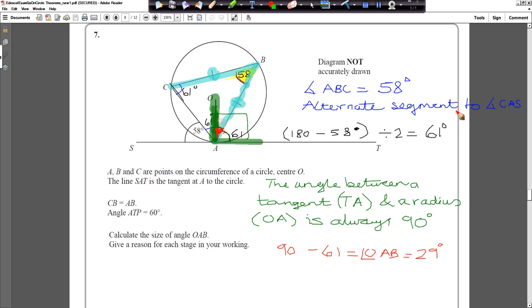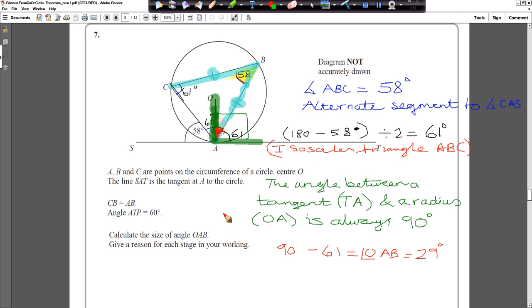So these are the explanations that we need alongside the mathematics that we come out with. We need to mention alternate segment. We need to mention that it's an isosceles triangle. Did we mention that earlier? We haven't. We missed that little bit out. Let's put that in right now, folks, before we forget. So we say here, isosceles triangle ABC. That is the reason behind the black bit of mathematics over here.